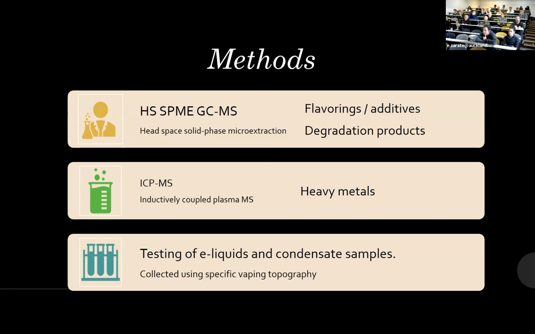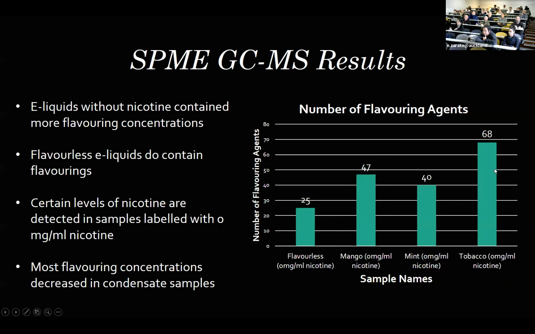And really what we're looking at here is the flavorings and different additives, as well as looking for any degradation products. We're also using ICP-MS to measure heavy metals. And again, comparing the e-liquids themselves with the condensate samples that we collect.